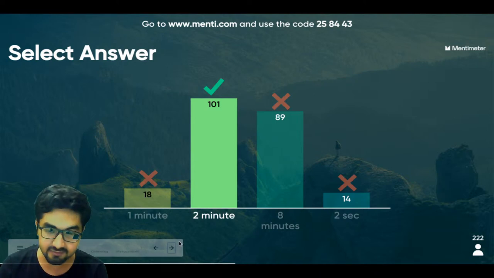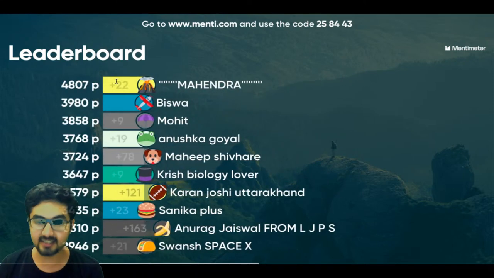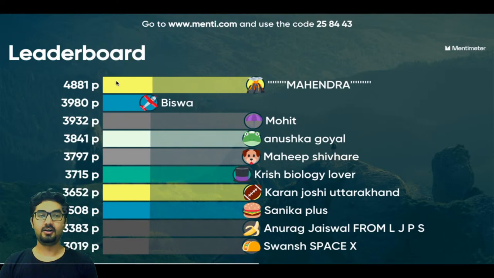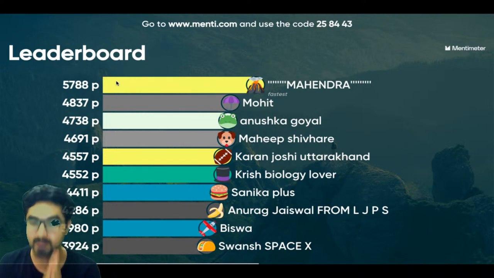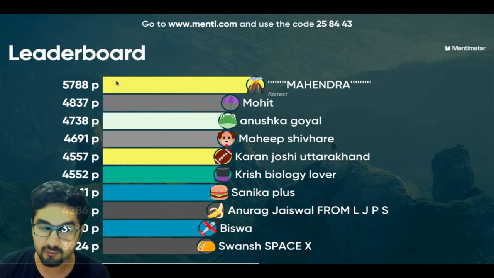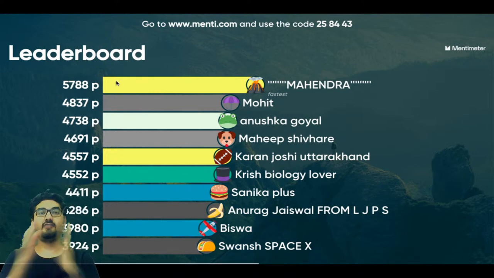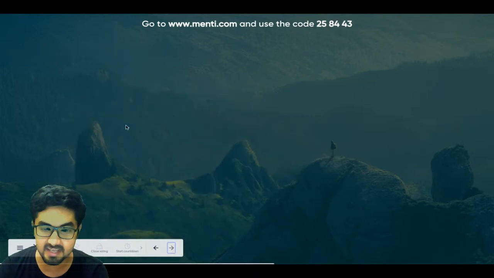Perfect. Let us see if there is something or the other on the leaderboard. Let's see. Perfect. Mahindra is first and the fastest. Congratulations, Mahindra. Followed by Mohit, Anushka, Mahdeep, Karan Joshi from Uttarakhand. Karan Joshi, I remember your name. Followed by Krish, Sanika, Anurag Jaiswal, Biswa and Swanesh from SpaceX. Let's move to the next question without wasting any more time.